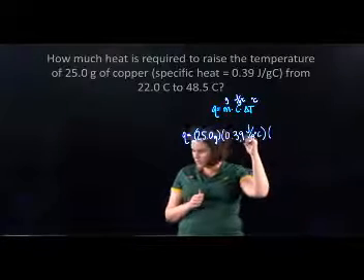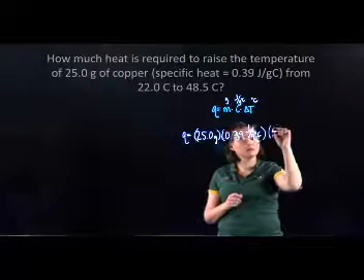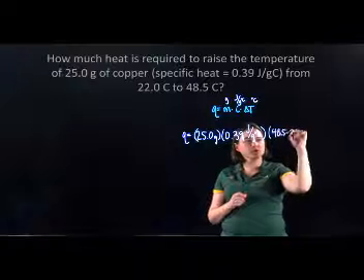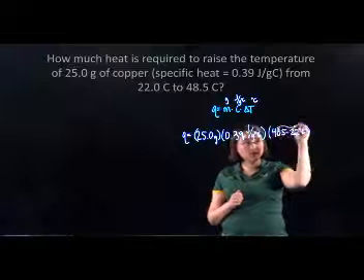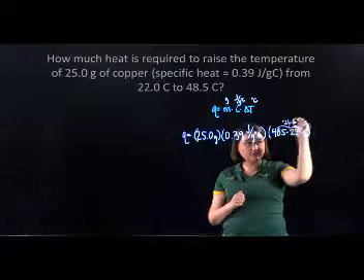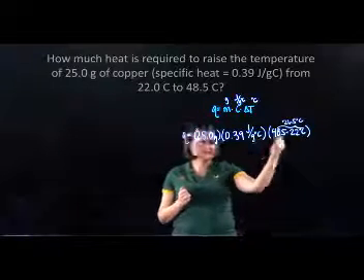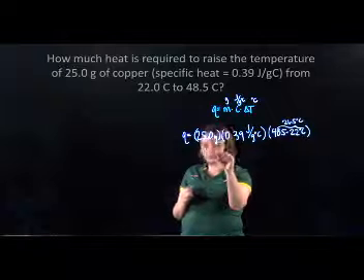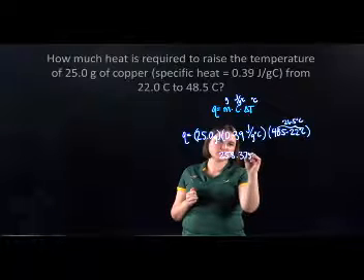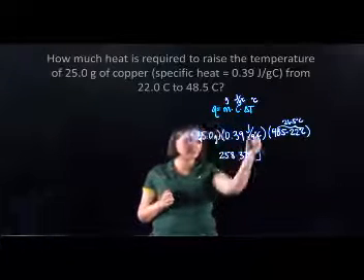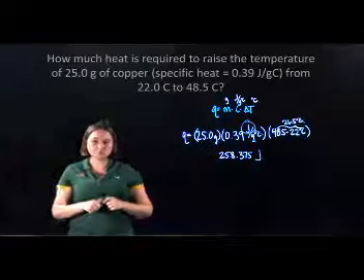And then we need to know the difference between 48.5 and 22 degrees C, which is 26.5 degrees C. So all you have to do is 25 times 0.39 times 26.5, and you get a value of 258.375 joules, grams canceled, degrees C canceled. So your answer should be in joules.